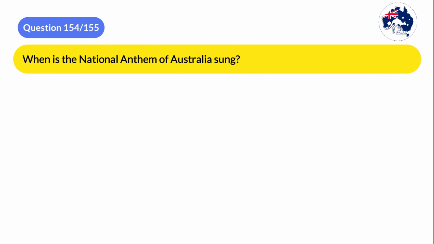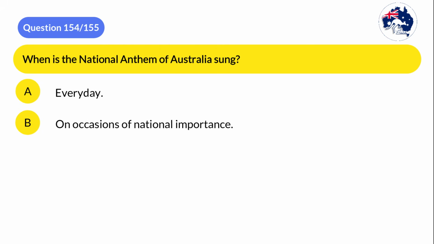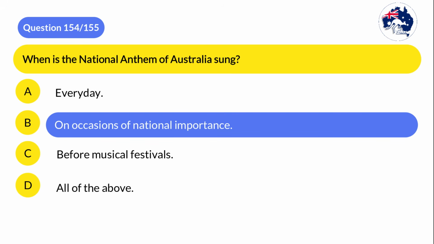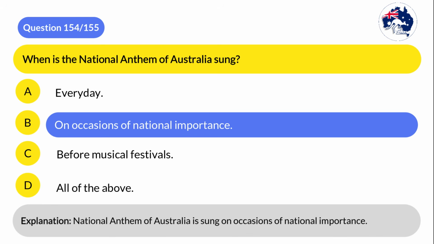Question 154. When is the national anthem of Australia sung? A. Every day. B. On occasions of national importance. C. Before musical festivals. D. All of the above. The correct answer is B. On occasions of national importance. Explanation: the National Anthem of Australia is sung on occasions of national importance.